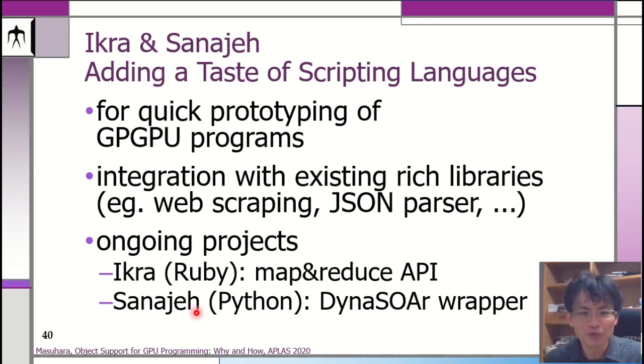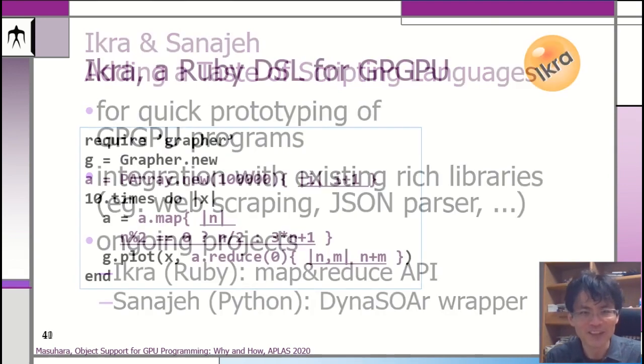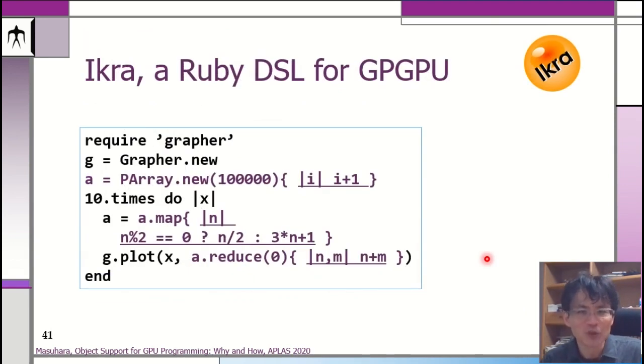And we have two ongoing projects called ICRA, based on Ruby, and Sanajay, based on Python. Those two DSLs are slightly different. ICRA provides the map and reduce API on top of Ruby arrays, and Dinosaur actually serves as a backend. Sanajay is a Dinosaur wrapper in Python syntax. Then I'm going to show a very small example for ICRA and Sanajay.